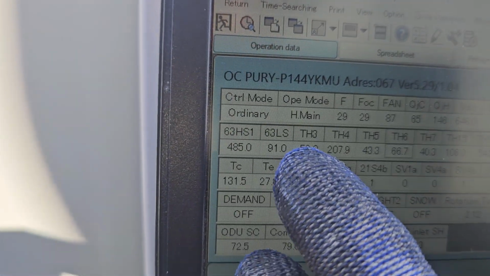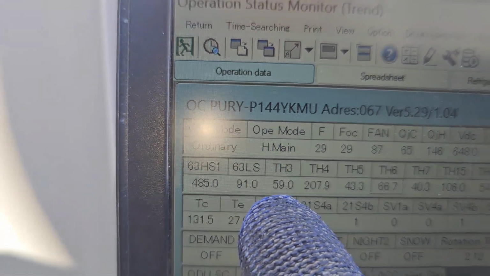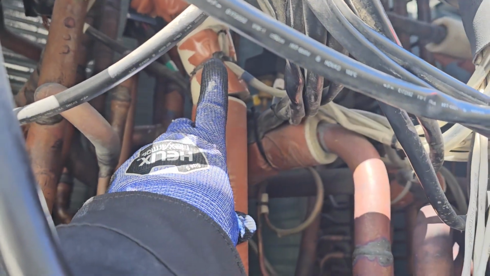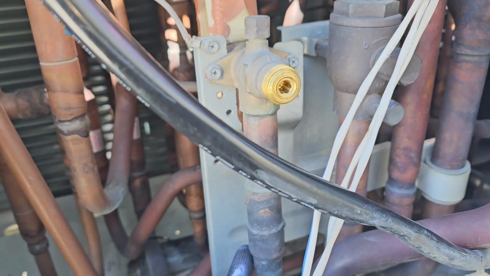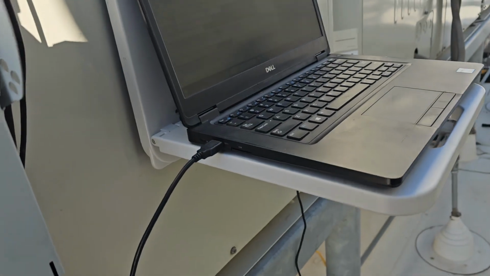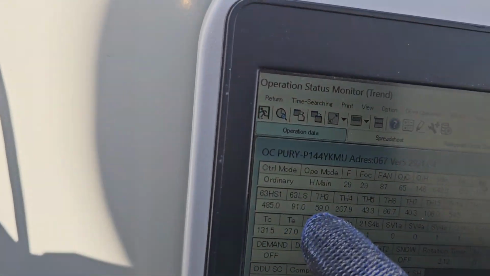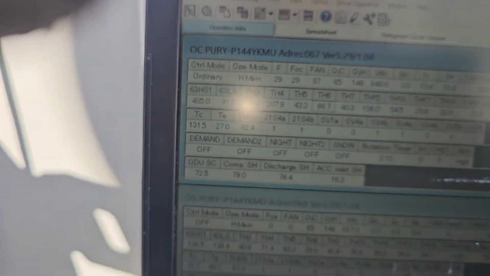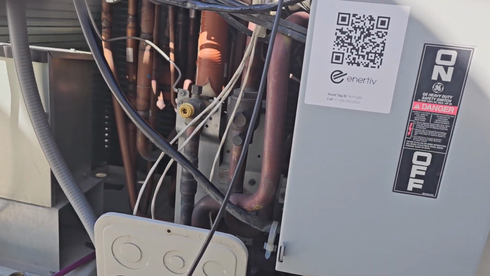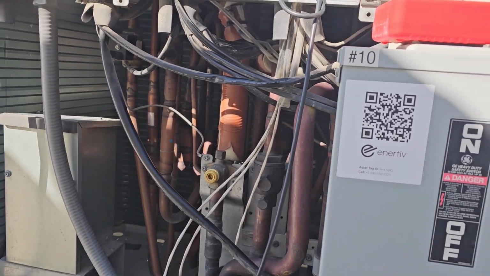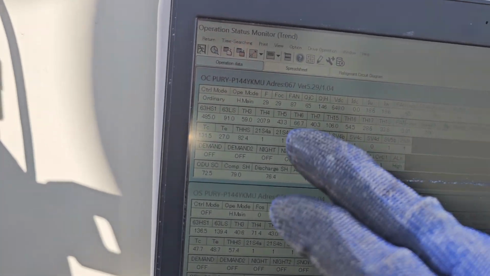So 59 degrees. TH3 is right there. This is our high pressure line. So this is our hot gas line. If we're in heating only, that TH3 should not be 59 degrees. That's for sure. So it's not doing much if that line's 59 degrees, and that's what supplies our hot gas to heat with. We're not going to heat well with 59 degrees.